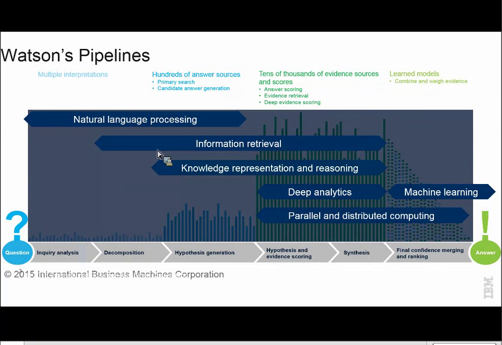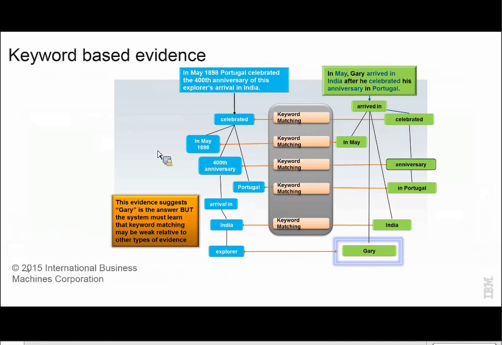I guess going back into the scoring side, in a very simple case, you could imagine the question coming in, and this is a traditional Jeopardy type question. In May 1898, Portugal celebrated 400th anniversary of explorers' arrival in India. It reaches into the ingested Wikipedia information and finds a passage. In May, Gary arrived in India after he celebrated his anniversary in Portugal. If you're just doing simple keyword matching for both of those, it may say, oh, I matched up 90% of my words. Gary must be the explorer, and would come back with an answer based on that.